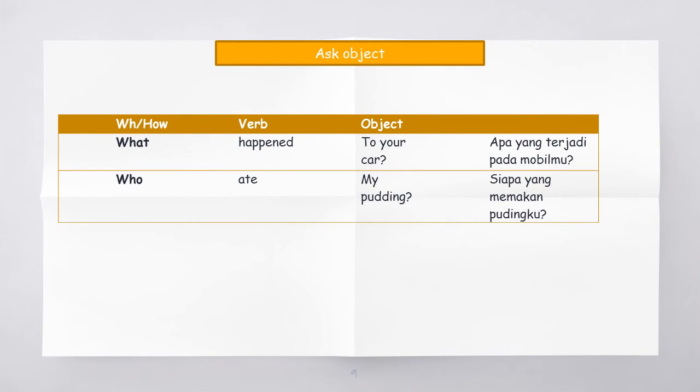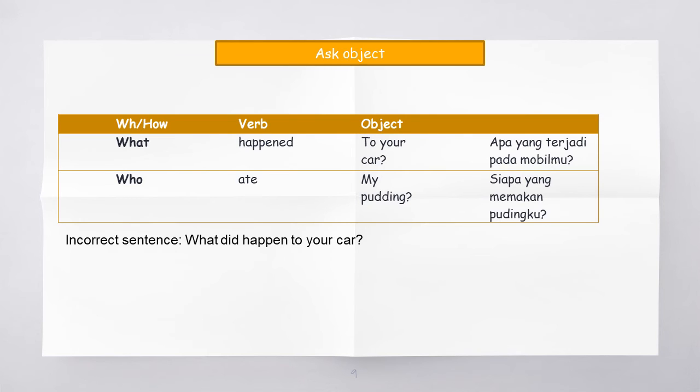And the next is asking about the object. In the example sentences, there is no subject, so we don't need to use an auxiliary verb. Like the example: What happened to your car? Who ate my pudding? You can see there is no subject in the sentence. This is the incorrect sentence: What did happen to your car?